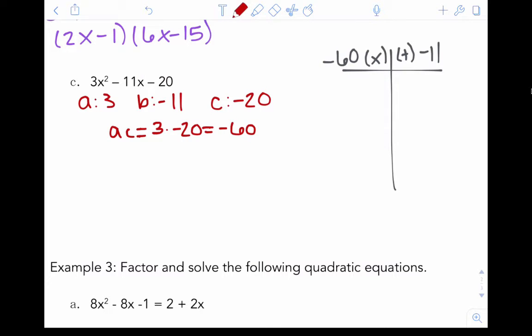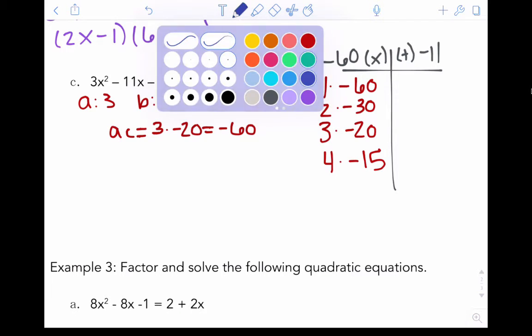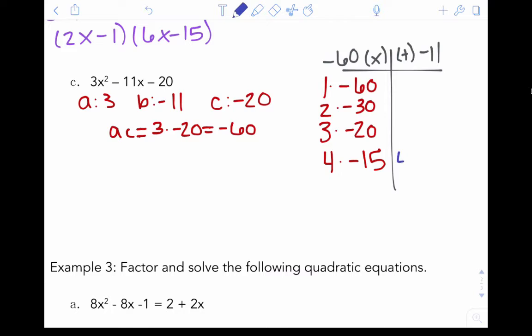So as I go through and think through my terms, I'm going to have 1 times negative 60, 2 times negative 30, 3 times negative 20, 4 times negative 15, and I'm going to stop right here because I notice that 4 plus negative 15 is negative 11, which is what I need, so I found my factors.